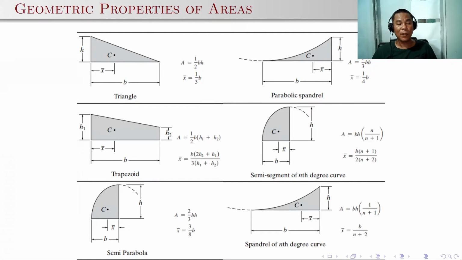For a semi-parabola, you can use A is equal to 2/3 B times H, and the x bar is 3/8 of the base B. For the spandrel of nth degree curve, you can also use this equation. So if it's a second degree curve, that's n equal to 2, so 1/3 BH, that's a parabolic spandrel. But if it has a degree n equal to 3, that would be 1/(3+1), so 1/4 BH. And the x bar is B over n plus 2. If n is 3, that's B over 5.